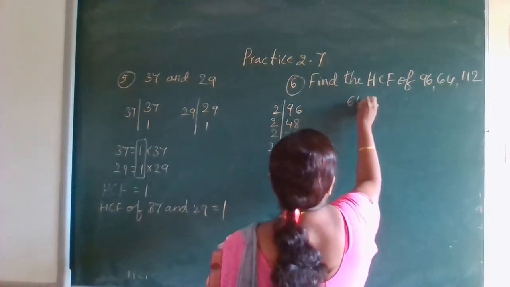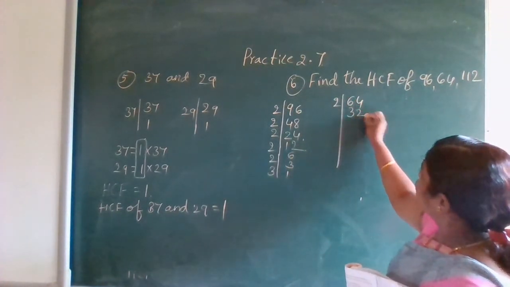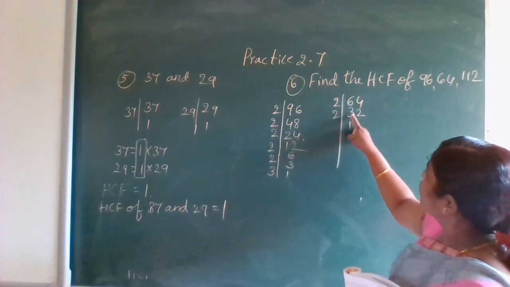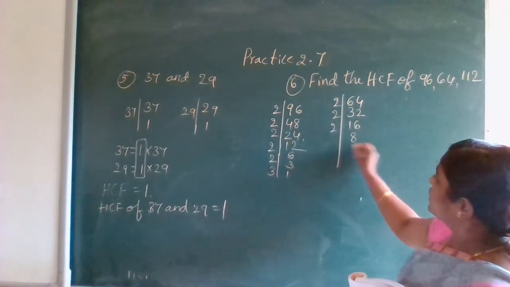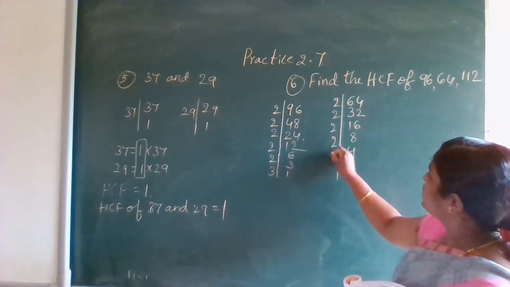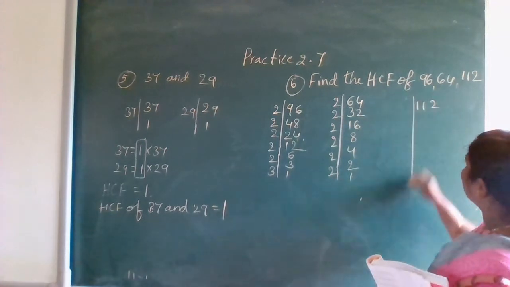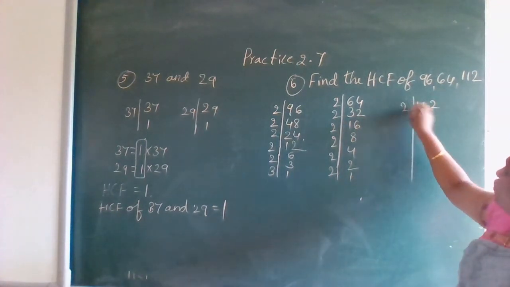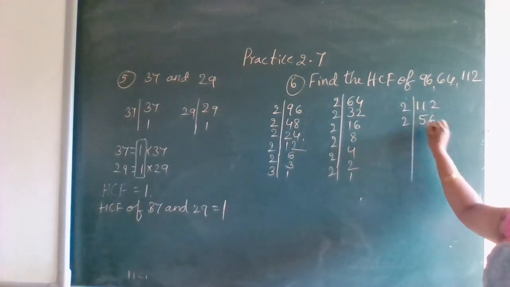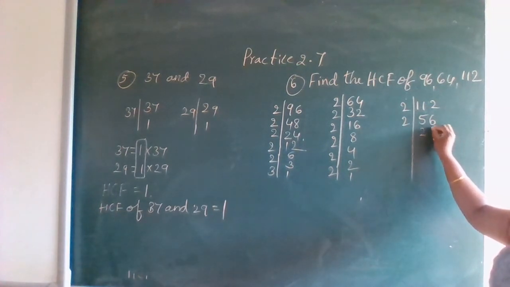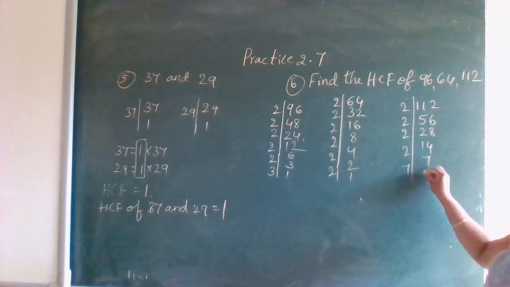Next take 64. Take 2 because this is an even number. 2 3s are 6. 2 2s are 4. Again even. 2 1s are 2. 1 is remaining, it will become 12. 2 6s are 12. 2 8s are 16. 2 4s are 8. 2 2s are 4. 2 1s are 2. Next 112. This is an even number. Take 2. 2 5s are 10. 1 is remaining, 12. 2 6s are 12. 2 2s are 4. 1 remaining, 16. 2 8s are 16. 2 1s are 2. 2 4s are 8. 2 7s are 14. 7 1s are 7.